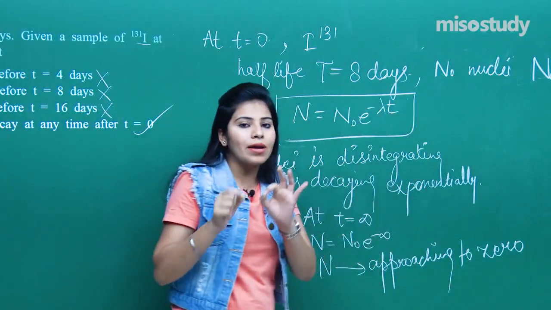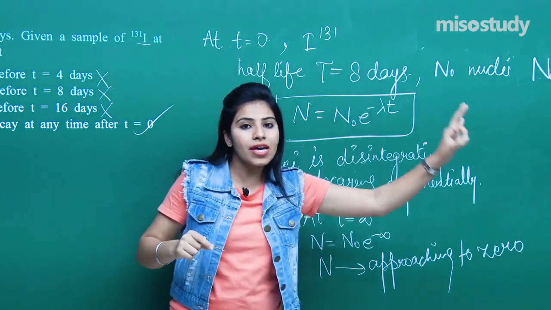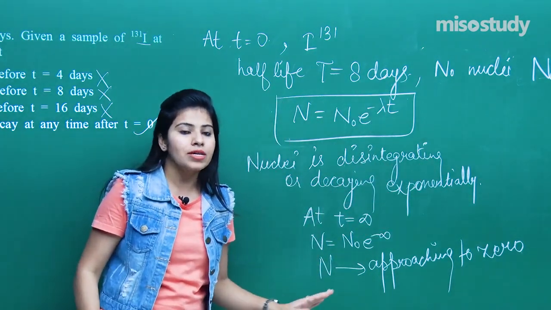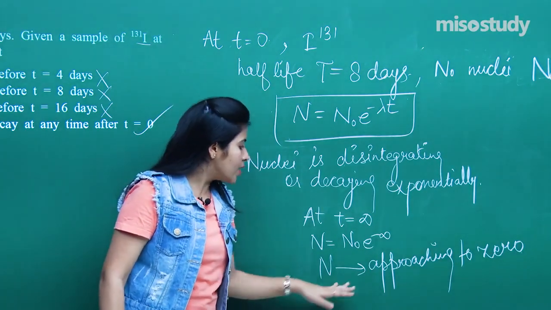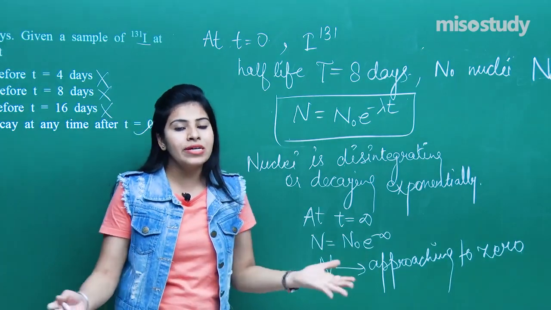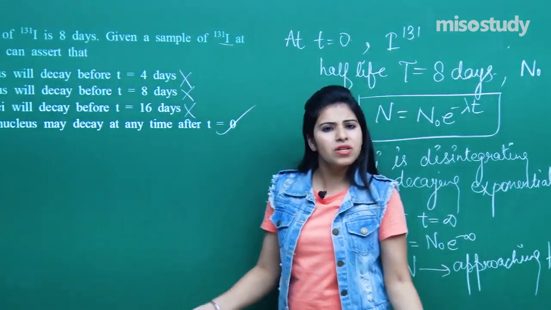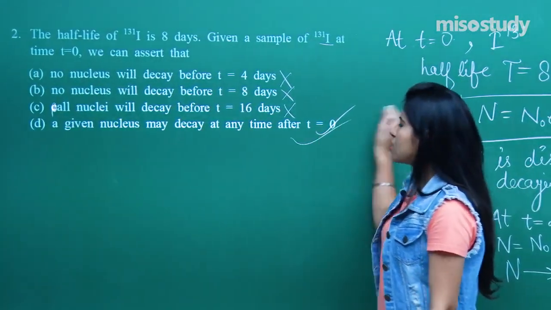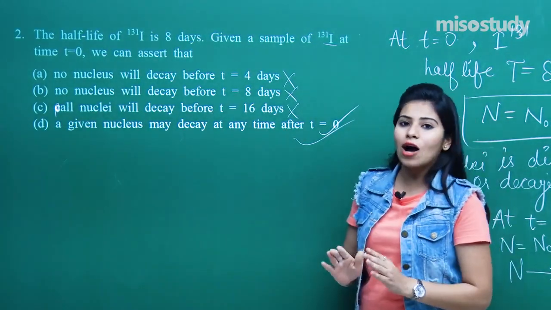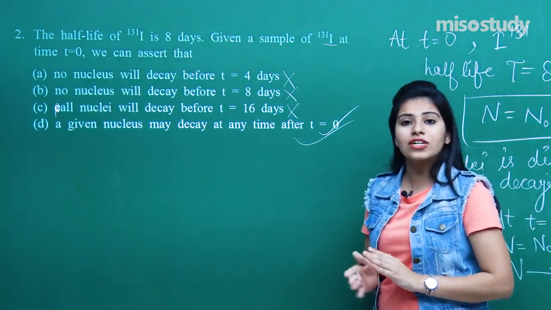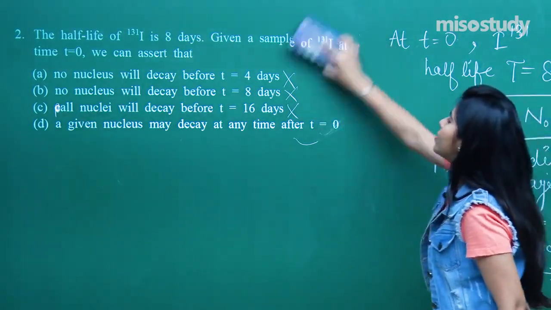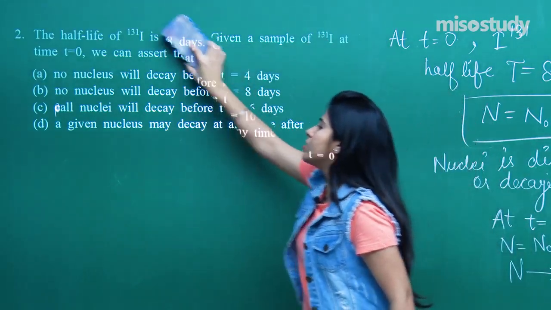That means from time t equals 0 to time t equals infinity, it can decay at any time, because we can see that N will approach 0 when t is infinity. So it can decay at any time, there is no restriction. So this must be the correct answer, guys, right? Now we are done with the second question of the session. Let us see what the third question for the session will be.